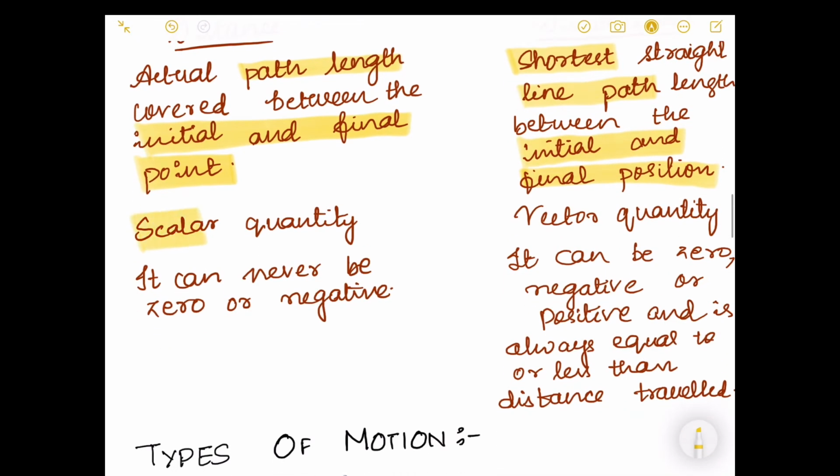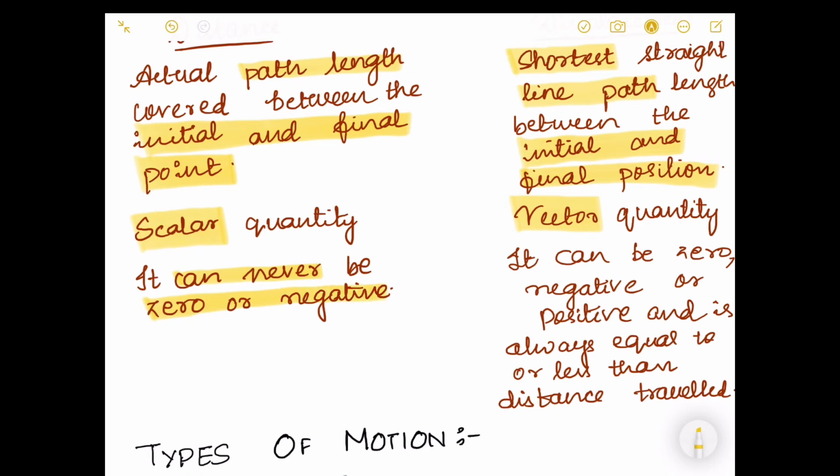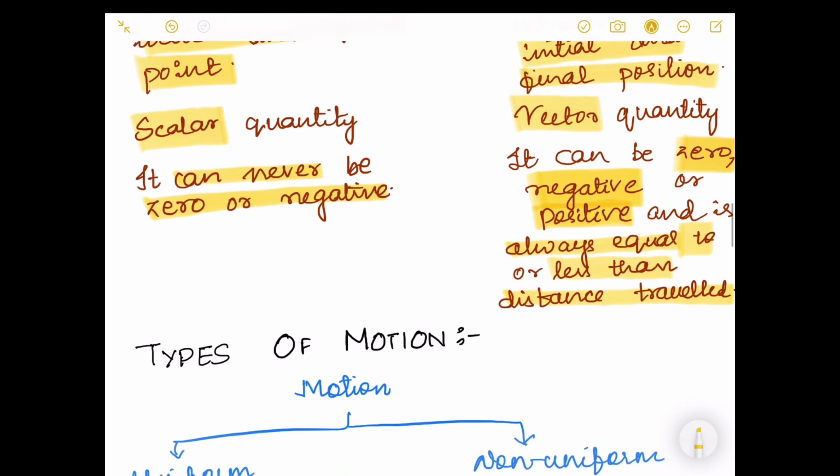Distance is a scalar quantity, whereas displacement is a vector quantity. Scalar quantity is a quantity that has magnitude only. Vector quantity is a quantity that has both magnitude as well as a direction. Distance can never be 0 or negative, whereas displacement can be 0, negative, positive, and is always equal to or less than the distance travelled by the body.